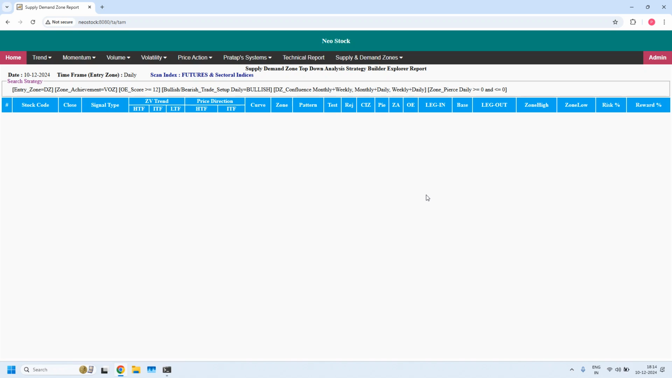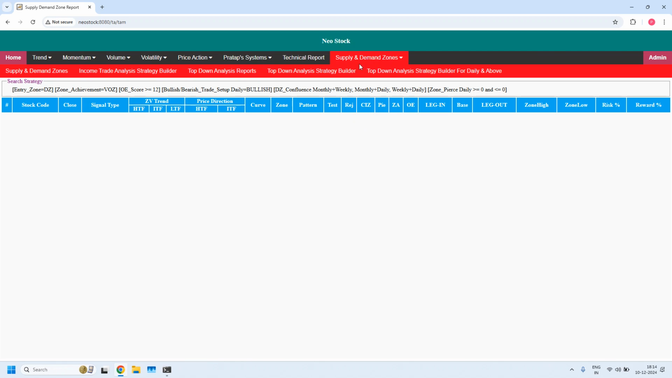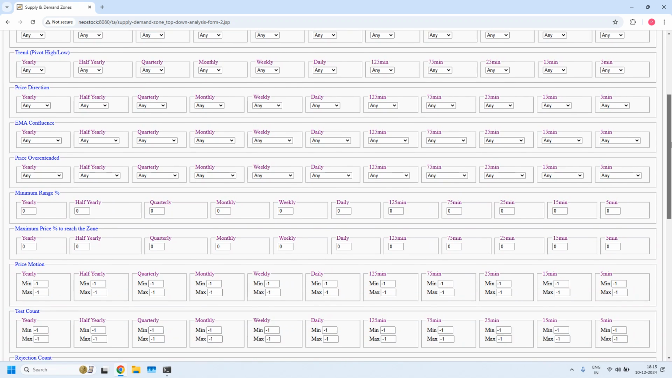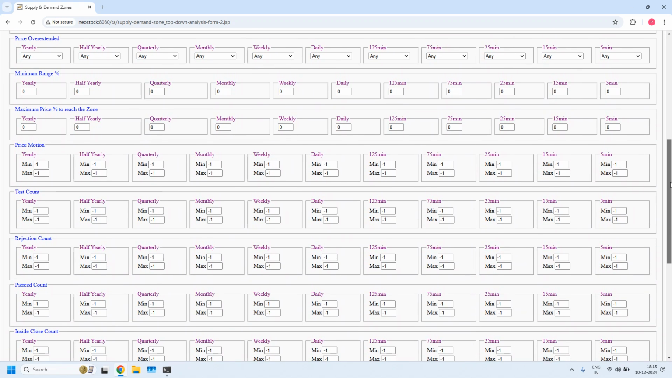Okay. Next, let us look for bearish trade setup for monthly income trade. Entry time frame daily, entry zone supply zone, bullish or bearish trade setup at daily, I am selecting bearish. This daily supply zone should not be pierced. So in the pierced count daily time frame, I am setting minimum value 0, maximum value 0.